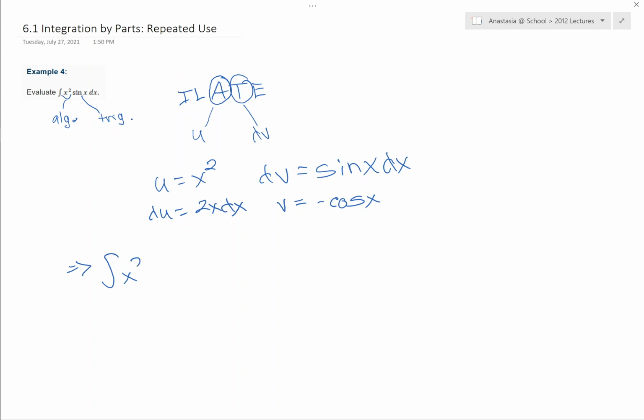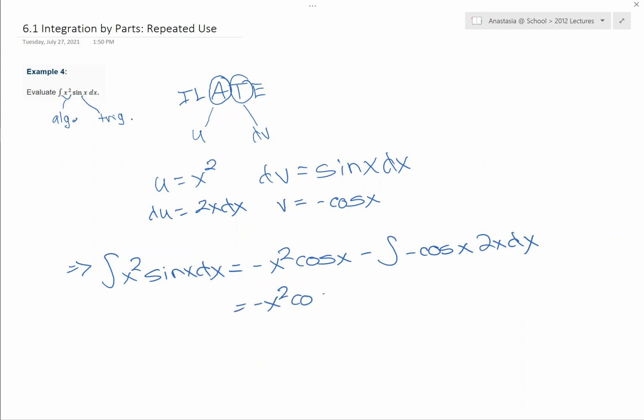So then the integral of x squared sine x dx is going to be uv. So that's going to be a negative x squared cosine of x minus the integral of v, negative cosine x, du, which is a 2x dx. We'll go ahead and simplify first before trying to evaluate that integral. 2 negatives gives us a positive. We can rearrange to get a 2x cosine of x dx.